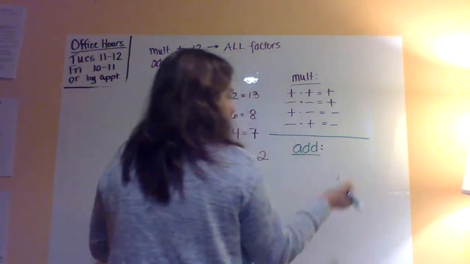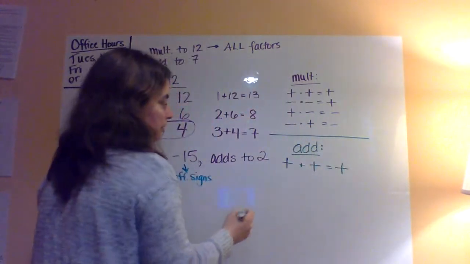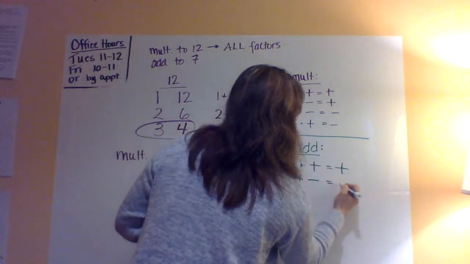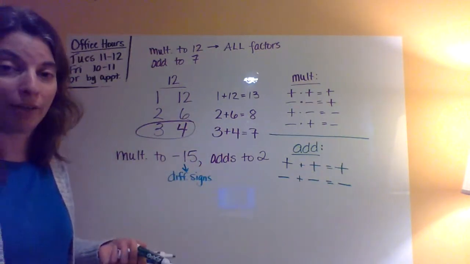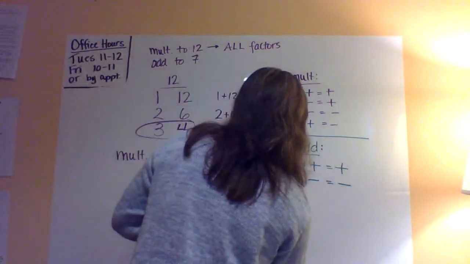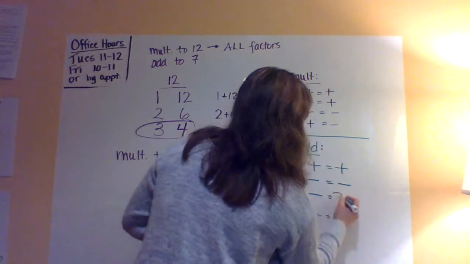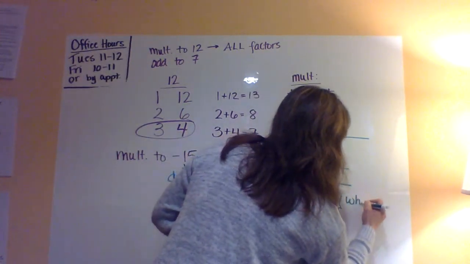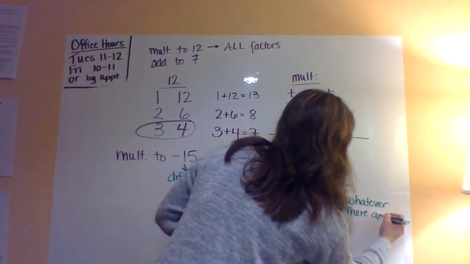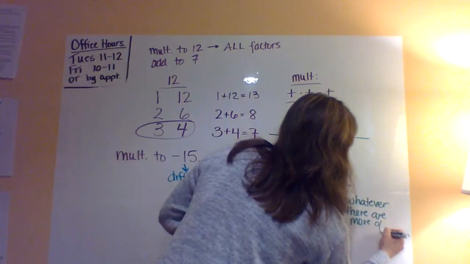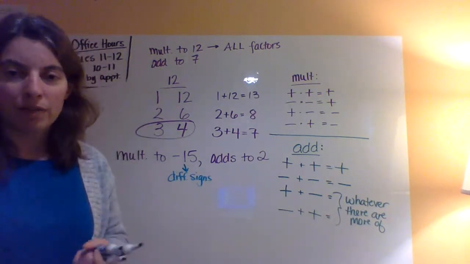When I add two things, if I add two positives, I get a positive. If I add two negatives, I get a negative. Think about me handing you some negatives and handing you some more negatives. Now you just have a bigger pile of negatives. If I have one of each sign, the sign of the answer, in a not very mathematical way to say it, is whatever there are more of.